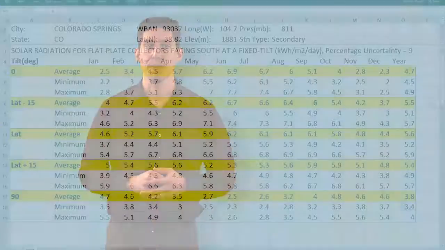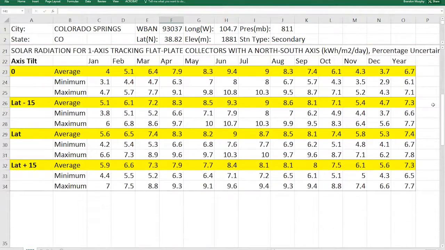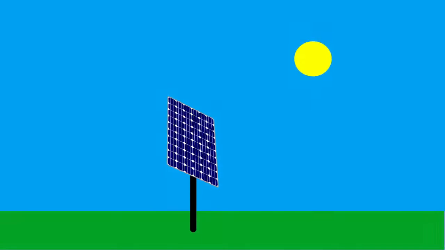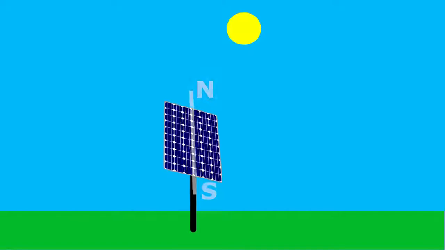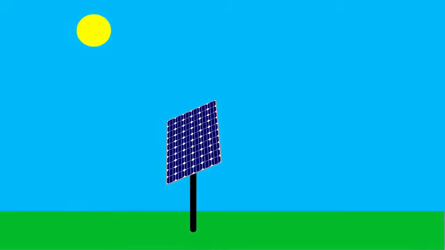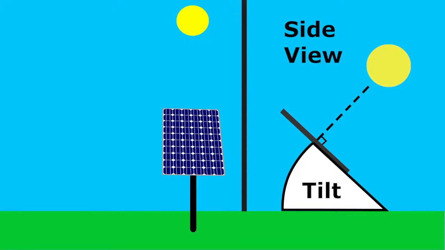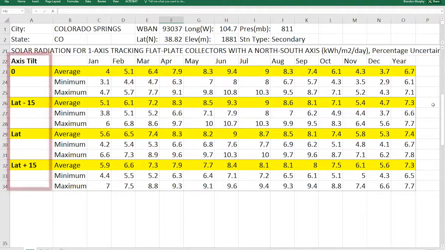The other information that's available in this spreadsheet is tracking information. Apart from fixed tilt, south-facing data, we also then have solar radiation from south-facing one-axis tracking, meaning the panels will track from east to west around a fixed north-south axis, following the sun when it rises in the morning and across the sky during the day to the west at sunset. The north-south axis is still at a fixed tilt, with data available for 4 of the tilt options, also included in the fixed position data, 0 through latitude plus 15.